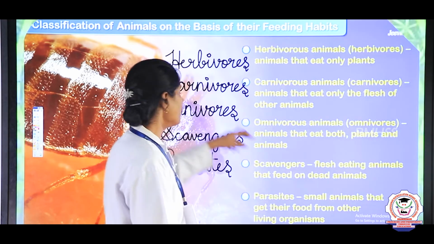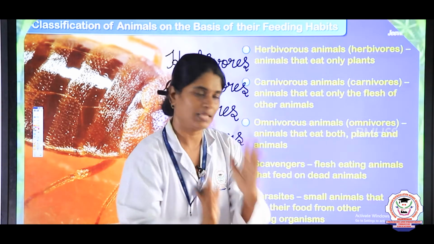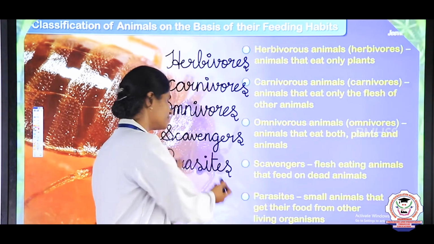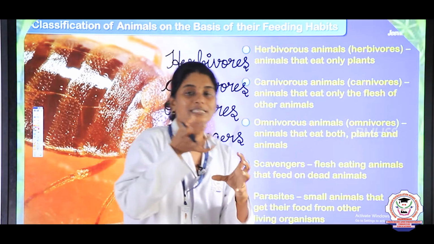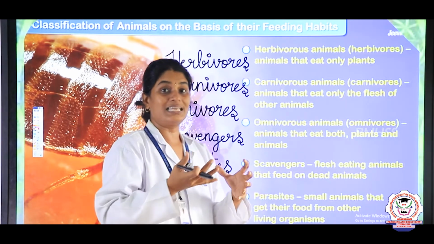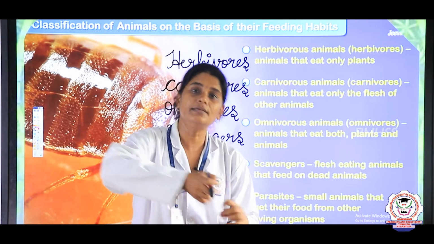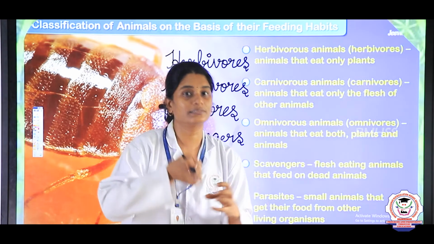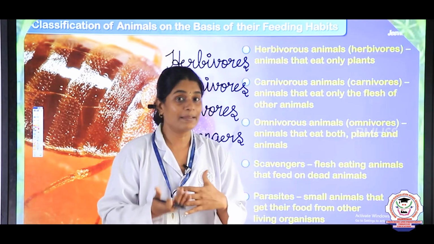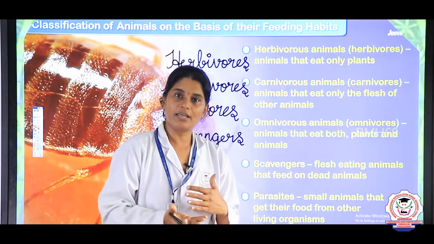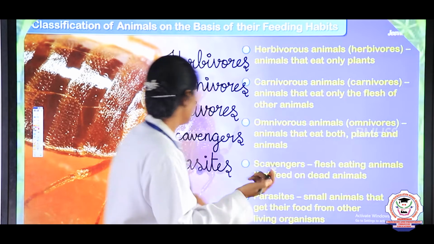And omnivores have the same type of teeth as we have. Scavengers and parasites sometimes have mouthparts for sucking blood. So now let's see organisms that suck the nectar or suck the blood. For example, a mosquito will suck the blood, and in the same way a butterfly sucks the nectar, that is honey, from the flowers.